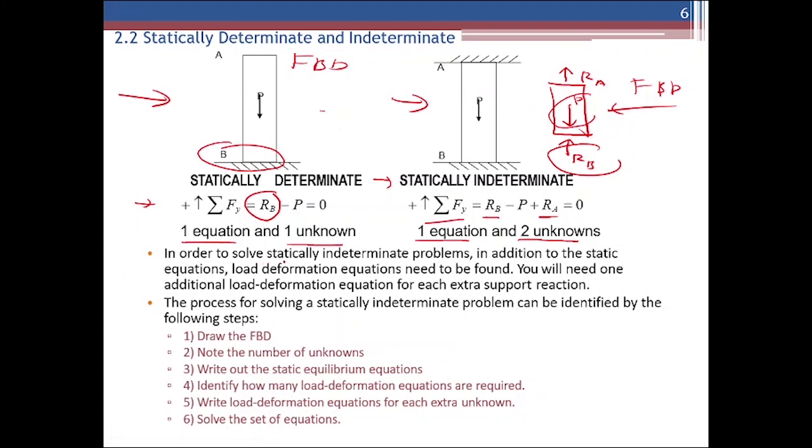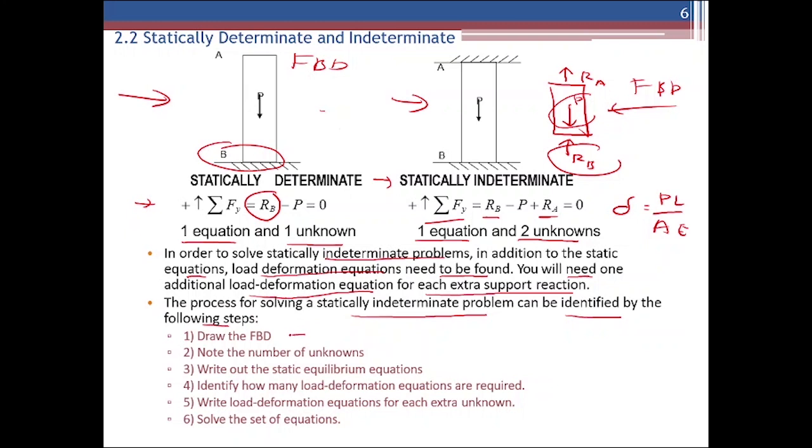So in order to solve statically indeterminate problems, in addition to the static equation, load deformation equation need to be found. Okay, load deformation equation is delta equal to PL over AE, which we already learned on the first part of the chapter 2 video. You will need one additional load deformation equation for each extra support reaction. The process for solving statically indeterminate problem can be identified by the following steps.